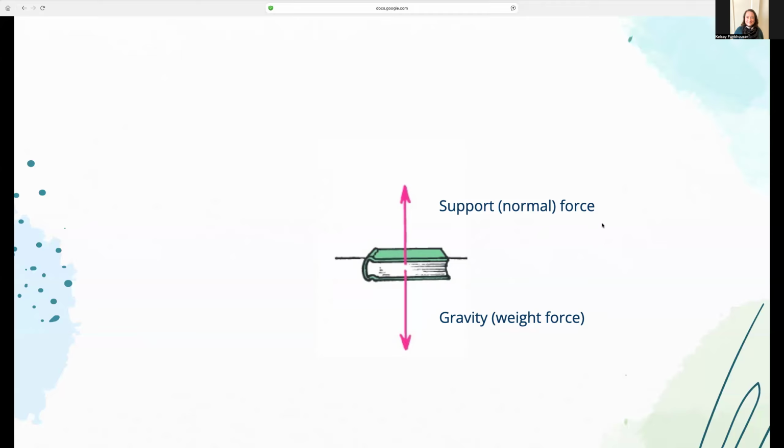And normal here means perpendicular to the surface. So the surface of the book or the table, 90 degrees from that is perpendicular. So this is called either the support force or the normal force. And it's just the force that anything experiences when interacting with another object, when it's pushing back against you. If you push your hand on the wall, the wall pushes back, that's a support force.